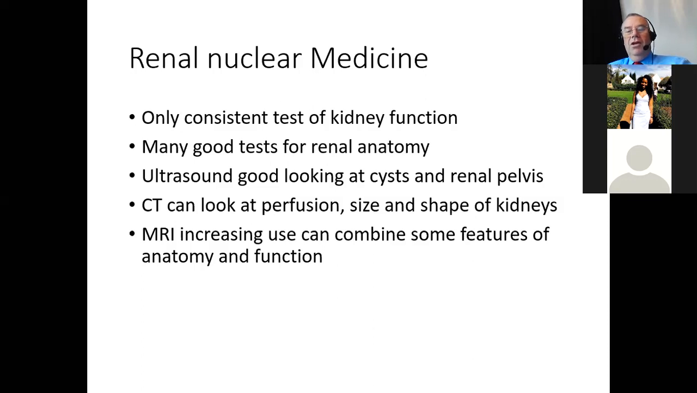Now, there are lots of other ways to look at renal anatomy, and obviously things like ultrasound are quite good at looking at cysts and the dilated renal pelvis. With CT, you can look a bit at perfusion, size and shape of kidneys. With MR, you can look at other features, particularly blood flow, which is quite good with MR. Urine flow tends to be quite slow and doesn't really get picked up by MR.